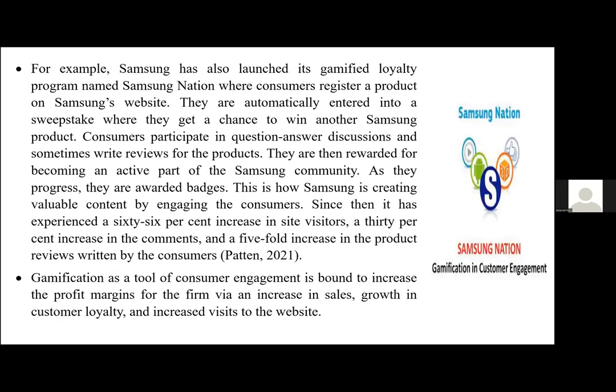Here I have quoted one example of Samsung. Samsung has launched its own loyalty program named Samsung Nation, where consumers register a product on Samsung's website. They are automatically entered into a sweepstakes where they get a chance to win another Samsung product. Consumers participate in question answers, discussions, and sometimes write reviews for the products. They are then rewarded for becoming an active part of the Samsung community. As they progress, they are awarded badges. This is how Samsung is creating valuable content by engaging consumers.